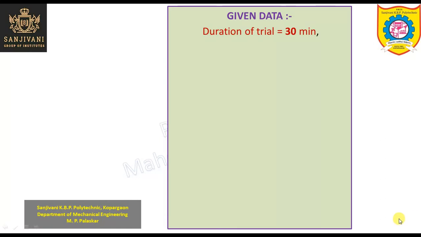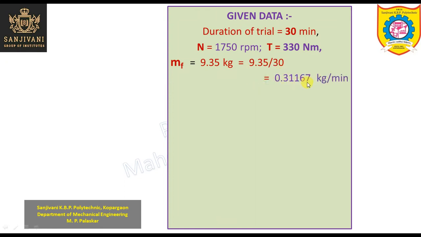So the given data, in short, you can write like this: N is the RPM, speed 1750, duration of trial 30 minutes, T is the torque, brake torque 330 Newton meter, then MF is the fuel consumed, here 9.35 kg in 30 minutes, 9.35 upon 30 is equal to 0.31167 kg per minute, and kg per second also you can find that the fuel consumed.